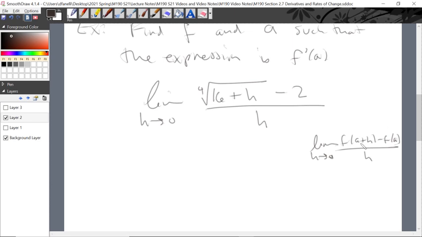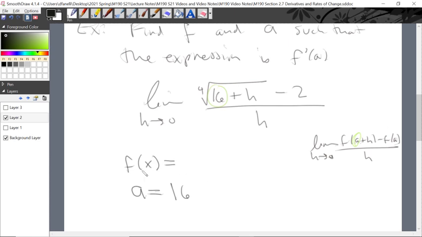Well, the input in the first term is a plus h. So a can be located here, part of the input. So what's the value of a? In this case, it looks like a is this value here, 16. And now what about f? Is this an f of x, an f of theta, an f of t? Well, it doesn't matter in this case. We can choose any input variable we want, so I'll just call it f of x.